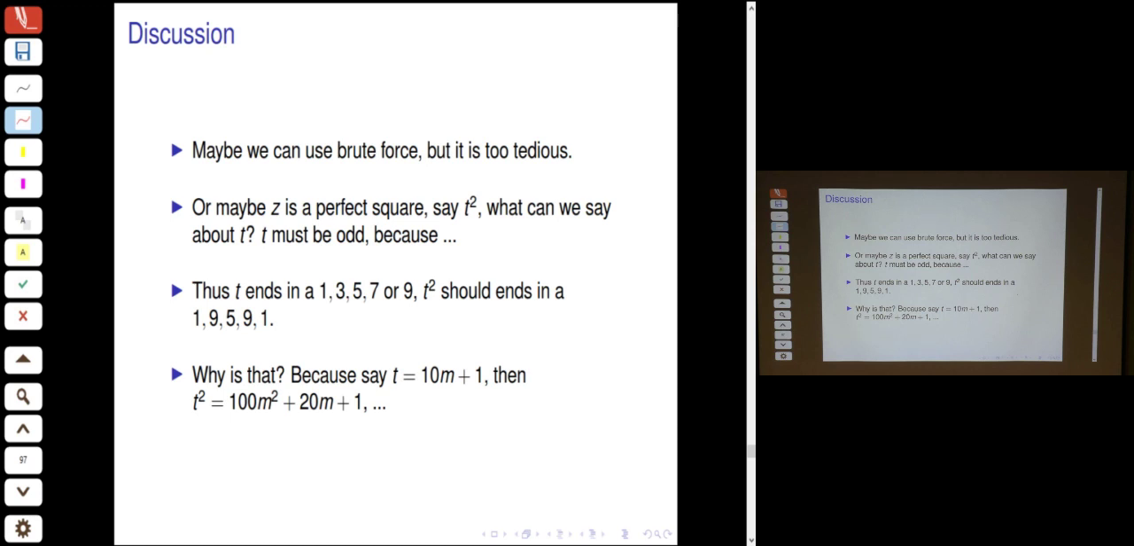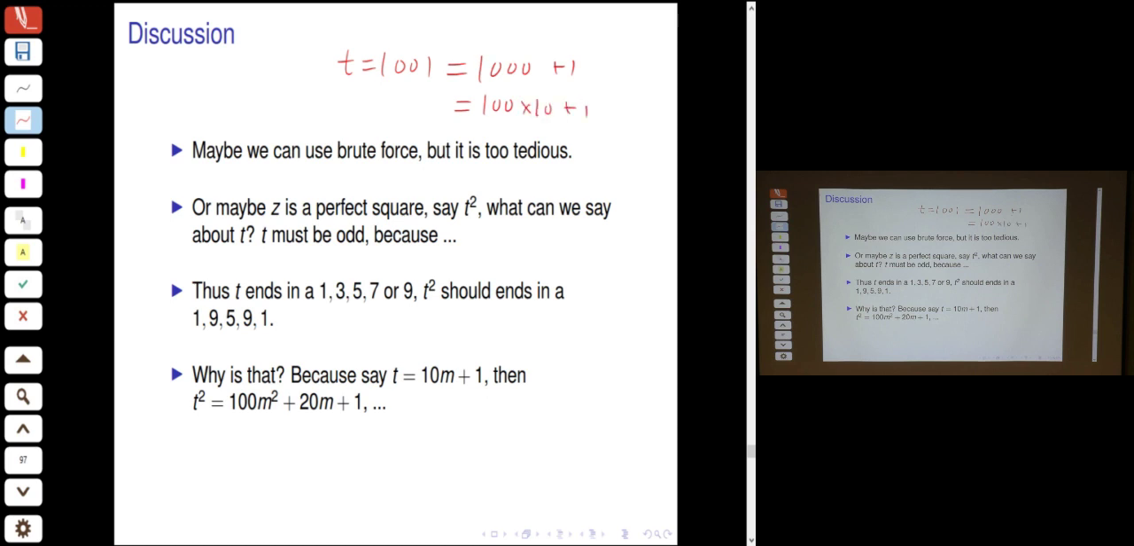Why is that? Because when t ends with a 1, it means you can write t as a multiple of 10 plus 1. Right? Let's say t ends with 1. So let's say t is, okay, 1001. So I can write t as 1000 plus 1. So this is 100 times 10 plus 1, right?